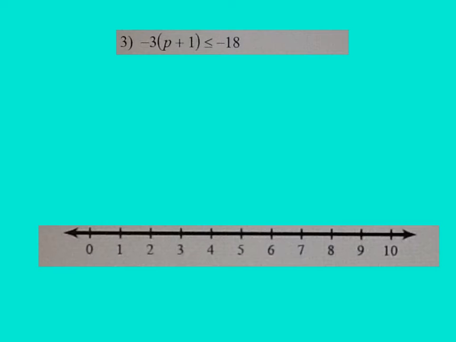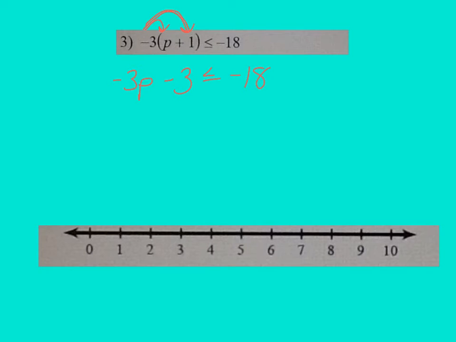So in fact, I need to distribute the -3 through each piece in the brackets. And if you struggle with this, go back. We still have the video on distribution, so we can check that out. So -3 times p is -3p. -3 times 1 is -3. And that is less than or equal to -18.